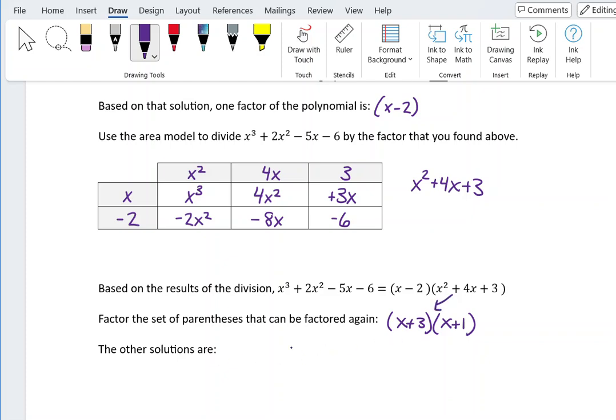So my other solutions are negative 3 and negative 1. Set each of these equal to 0 and solve. And we get x plus 3 equals 0, which means x equals negative 3, and x plus 1 equals 0, which means x equals negative 1.